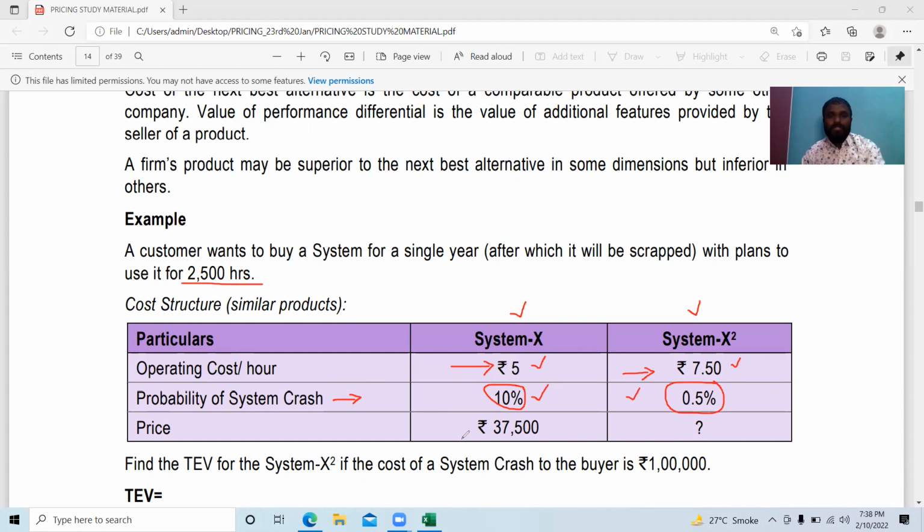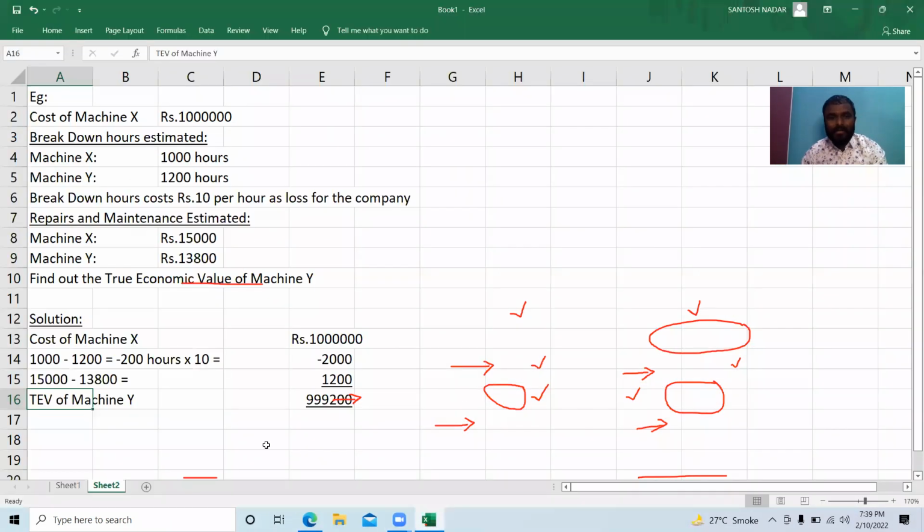Price: system X is sold in the market at a price of 37,500. We don't know the price for X2. Find out the TEV, the true economic value, for system X2 if the cost of system crash to the buyer is rupees 1 lakh. So we want to find out the price of X2 as compared to X. How do we start? For X2, the nearest substitute available in the market is X. What is the price at which X is sold? It is 37,500. So I will start from that.